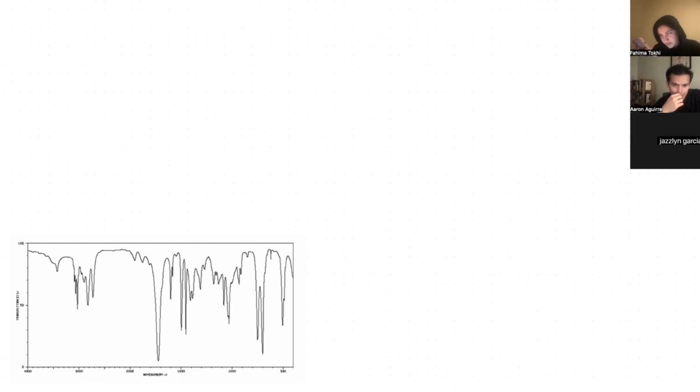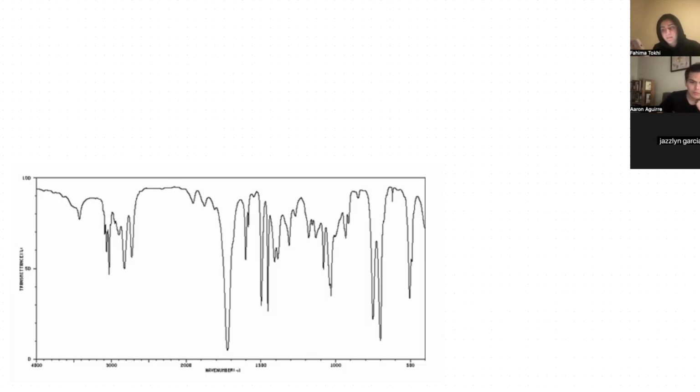Actually, before I say that, how did I know it was a C double bond H? Is it like an sp3 CH? No, the peak right here at the 300, the alkane stretching is 2850 to 3000. I'm guessing that's just the CHs, right? Yeah, and that's how I was able to identify F. It was the only one with the carbon to H bond. That's how I was able to differentiate.